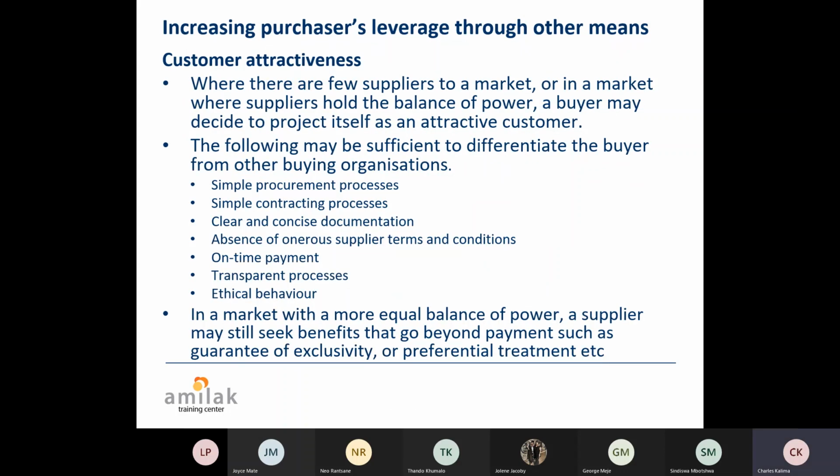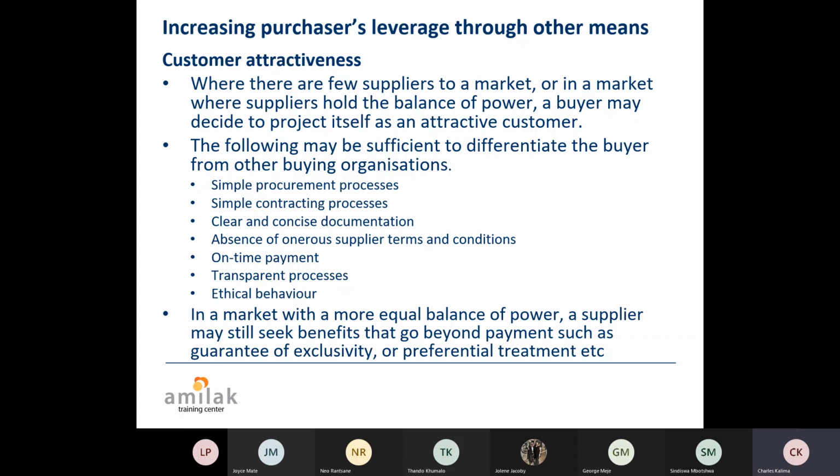Increasing purchasing leverage through other means. So we've dealt with other means of spend analytics, volume bundling, and so on. Now here, the last one I want to talk to you about is being an attractive customer. All right, being an attractive customer. Where there are few suppliers in a market, or in a market where suppliers hold the balance of power, a buyer may decide to project itself as an attractive customer.